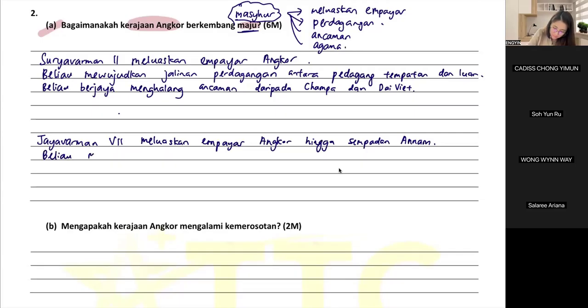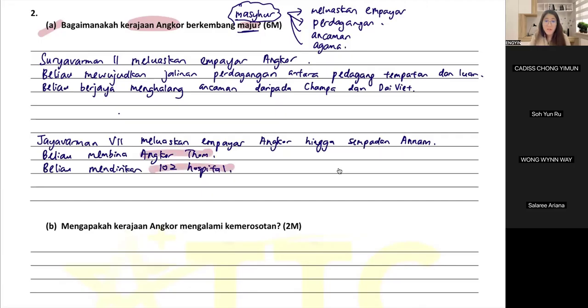Do you guys still remember he built two things? And this makes the kingdom very strong. Jayavarman 7, yes, he built Angkor Thom, which is one of the famous temples, and he built 102 hospitals. I guess good. So this is something special.